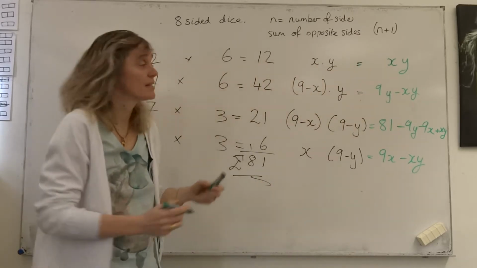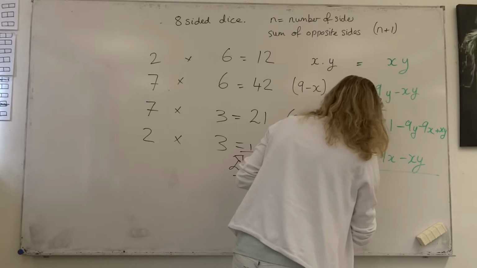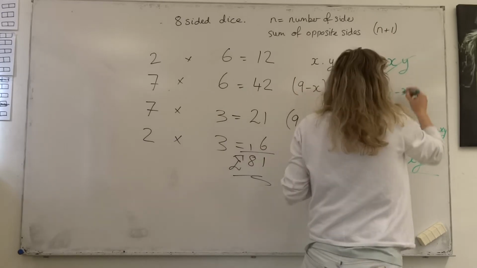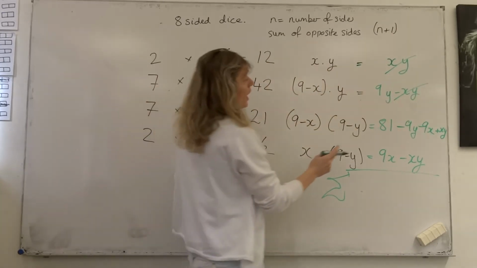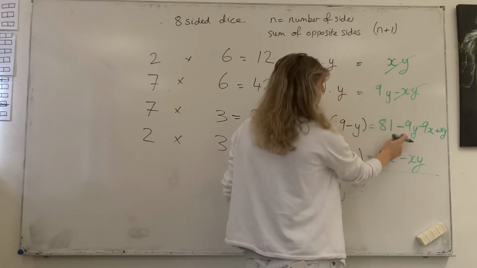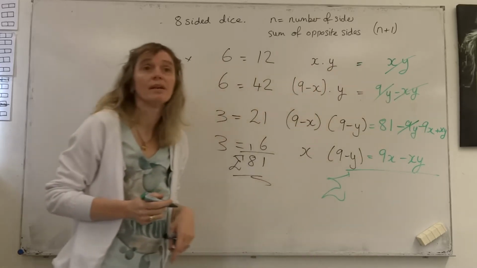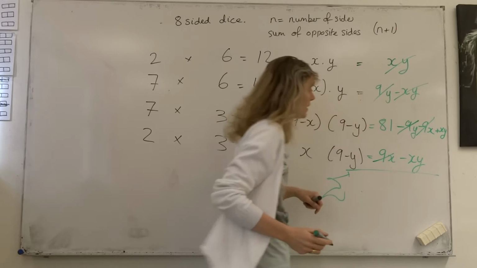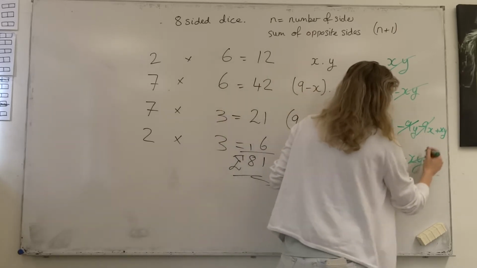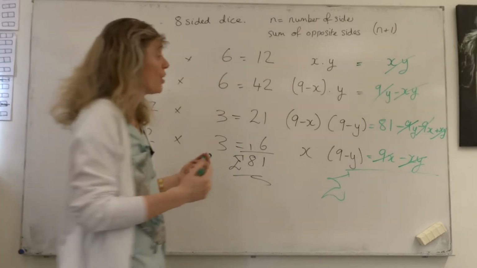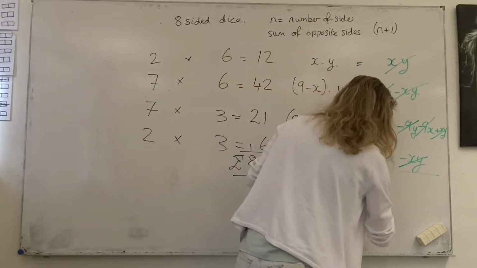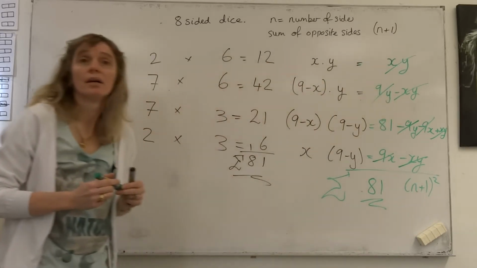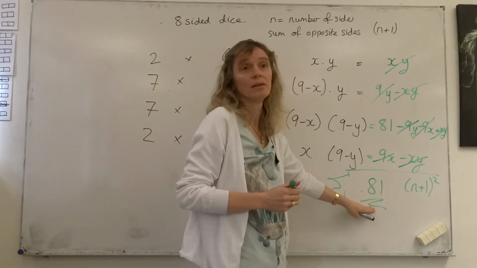Let's look for terms that can cancel, because what we're going to do is add all of these up. But it's silly adding something up if we then have to just take it away. So here's an xy and here's a minus xy. They cancel. Here is a plus 9y and here's a minus 9y. 9y minus 9y will be 0. Here is a minus 9x and here's a plus 9x. 9x minus 9x will be 0. Here's a plus xy and here's a minus xy. So we can see that this is just going to happen over and over again, that we are going to end up with the sum of n plus 1 squared. The number of sides plus 1 squared.